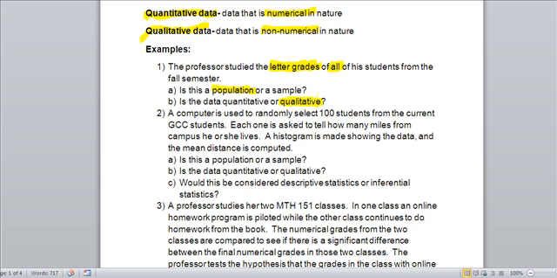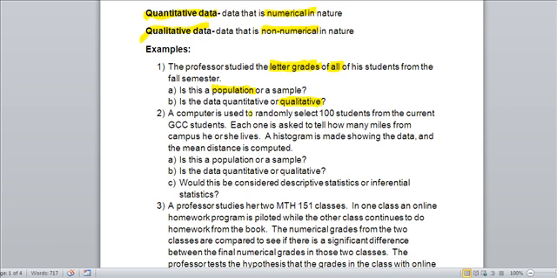Okay, let's move on to example number 2. A computer is used to randomly select 100 students from the current GCC students. Each one is asked to tell how many miles from campus he or she lives. A histogram is made showing the data, and the mean distance is computed. Okay, so is this a population or a sample?